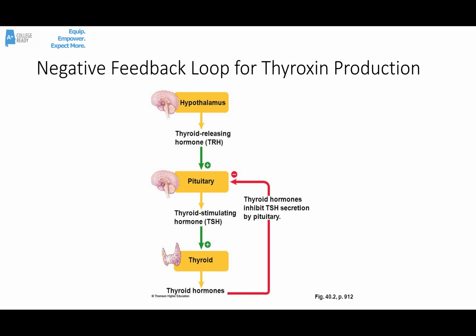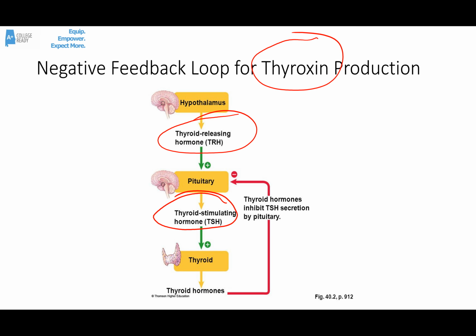Here's another example of a negative feedback loop. So let's say that something's going on with, you have low thyroxine, low thyroid hormone production for some reason. So the hypothalamus knows that. It releases a hormone called thyroid releasing hormone, which communicates with the pituitary. The pituitary then releases TSH, thyroid stimulating hormone, which will travel through the blood to the thyroid, telling the thyroid to make more thyroxine, more thyroid hormone.